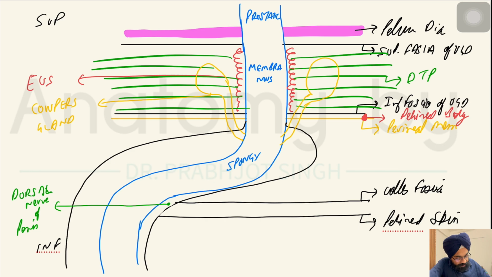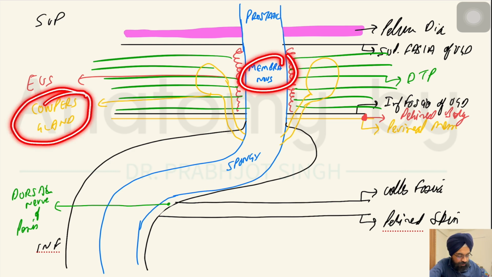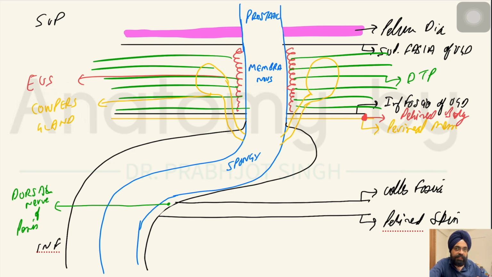So let us recall this diagram once. You have a pelvic diaphragm. Inferior to the pelvic diaphragm, you have the superior fascia of urogenital diaphragm. Then you have the deep perineal pouch. This is the deep perineal pouch, and this is the superficial perineal pouch. In the deep perineal pouch, you have the deep transverse perinei, external urethral sphincter, corpus gland, the membranous urethra. These are the structures that are present in the urogenital diaphragm, or at the level of urogenital diaphragm, or in the deep perineal pouch. Then in the superficial perineal pouch, you have the spongy urethra.